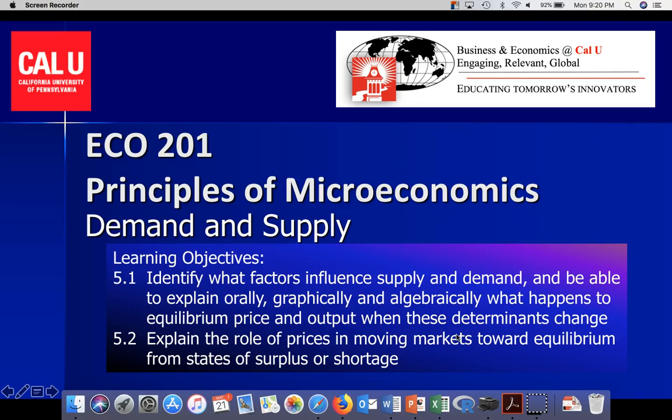In this video, we will be describing the supply and demand model, the fundamental model of microeconomics. We will discuss the factors that influence supply and demand, and we will discuss how to use the supply and demand model to determine what happens to equilibrium price and quantity when the factors change. We'll also discuss the role of prices in moving markets towards equilibrium in the event of a surplus or shortage.